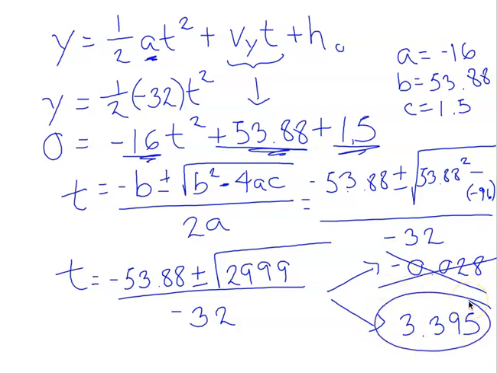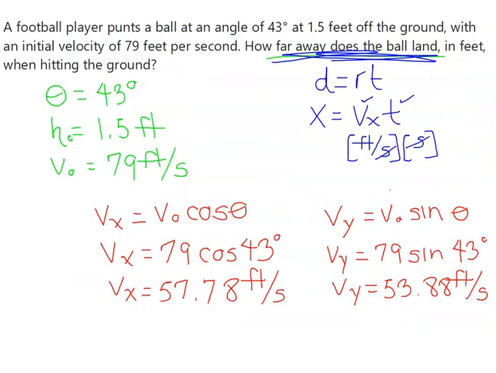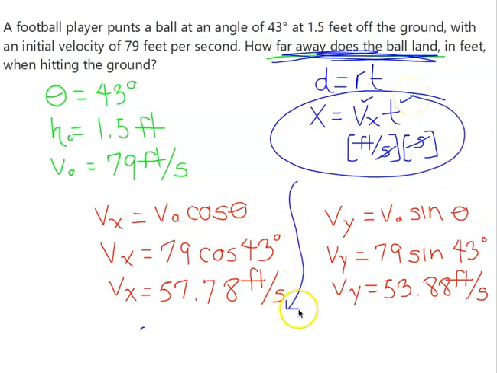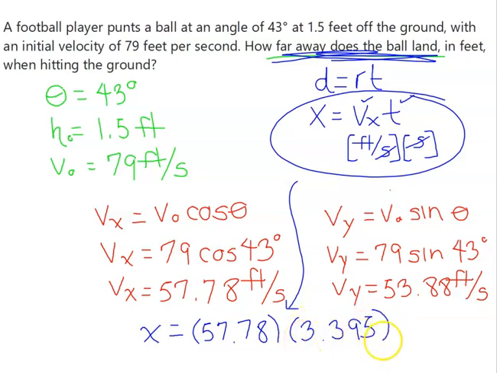And remember, this is not the answer. We're going to go back and take this time with us, 3.395, and we're going to plug it into that formula we discussed, that we were missing time. We already have v sub x, so we're bringing that down again, 57.78, and our newly found value of time. And we're going to multiply the two to find how far the ball lands in feet when hitting the ground. So that would be 196.16, and remember that the seconds canceled out, we're left with feet, which is in distance. All right, guys, hope this helps.